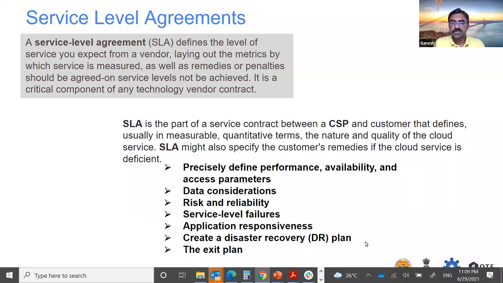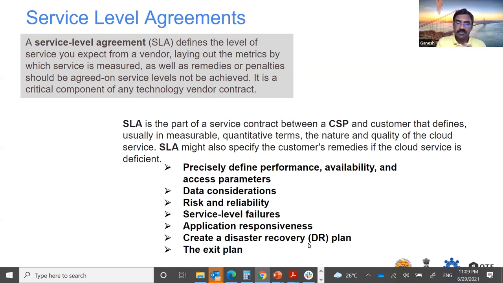Let's say today I'm presenting to you, I'm talking to you over this Zoom session, right? If there is a failure in my network, if there is a failure in my bandwidth, do I have any support mechanism where I can switch over immediately and then talk to you without any interruption? That's what this disaster recovery plan I'm talking about, right? Then what could be my exit plan?